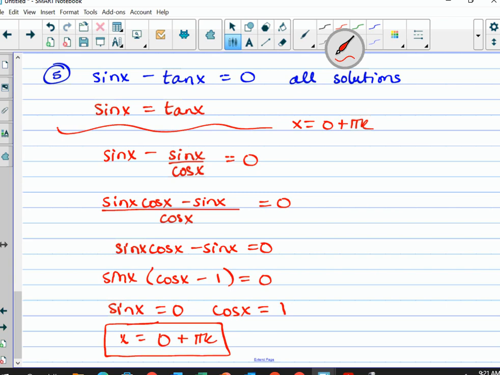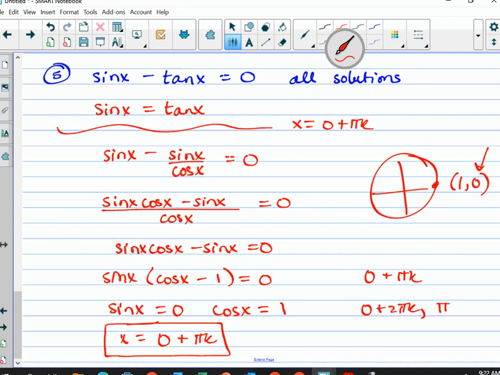Zero for the very first one. When x equals 0, sine 0 is 0. Sine is the y value. It's not automatically just that one. You could do 0 plus pi k, or you could say 0 plus 2 pi k and pi plus 2 pi k. But do you see how this one covers both of those? Yeah. So I'd take either of those.